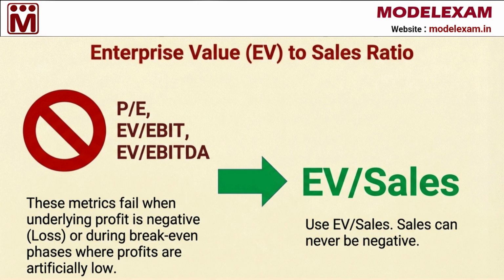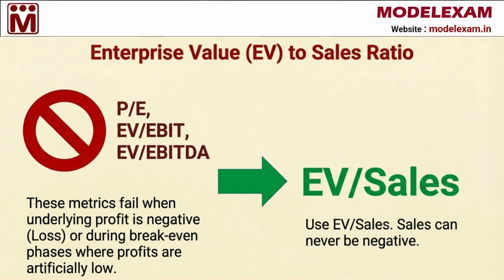Finally, we have a scenario where none of the profit-based metrics work. You cannot use PE or EV to EBITDA if the underlying profit is negative, which represents a loss. This often happens during break-even phases where profits are artificially low. In these cases, we use the enterprise value to sales ratio. We use this simply because sales can never be negative.